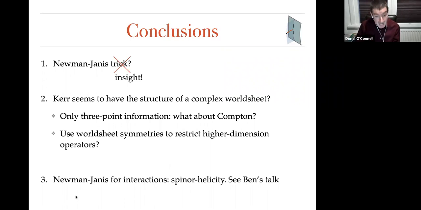Now, finally, we find that there's a Newman-Janis shift present for the interactions that you get from this action. So that's the leading interactions corresponding to the 3-point vertex. Now it's chiral, so a good way to profit from that, to build chirality in, is to use the methods of spin or helicity in a classical situation. So that's what Ben is going to discuss in just a few moments.